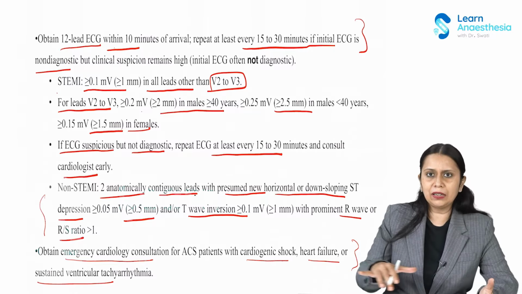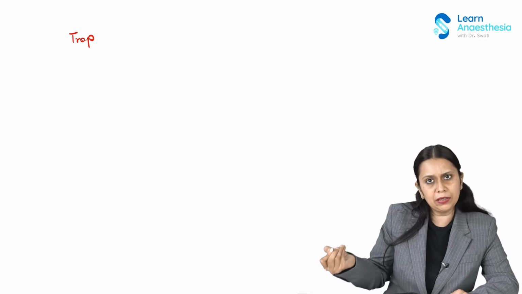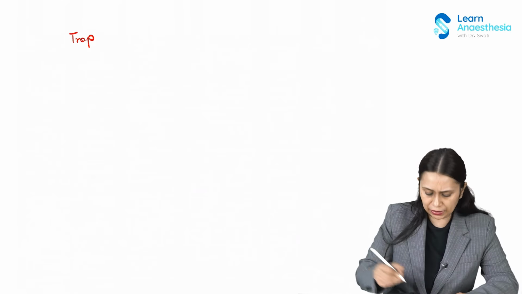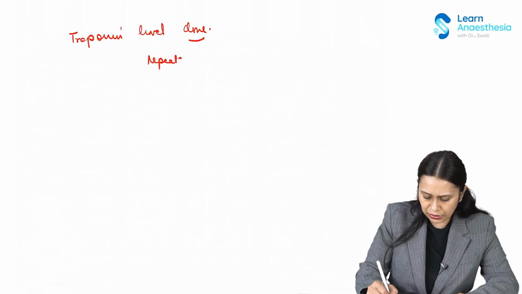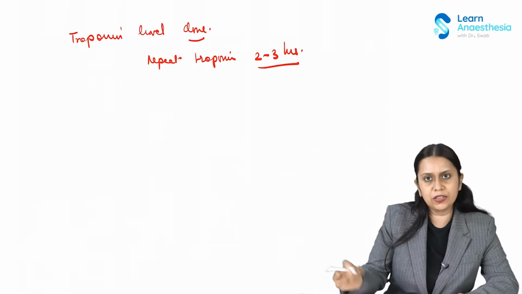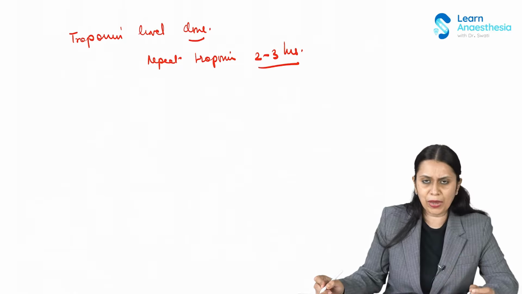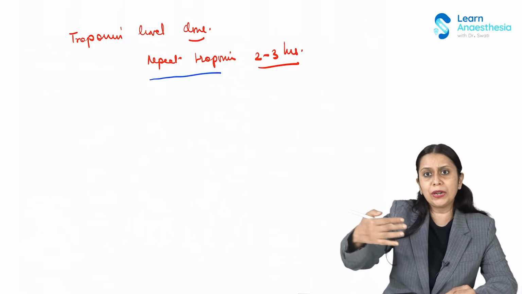So we get our serial ECG done. We get the troponin level done. Many times in a post-op or peri-op patient, troponin would be the only elevated thing that we will get. So we get the troponin level done, right? Okay, and we repeat troponin every 2 to 3 hours in case of a high degree of suspicion. And if by chance we have a pre-op troponin level, we compare it with the serial troponin levels.